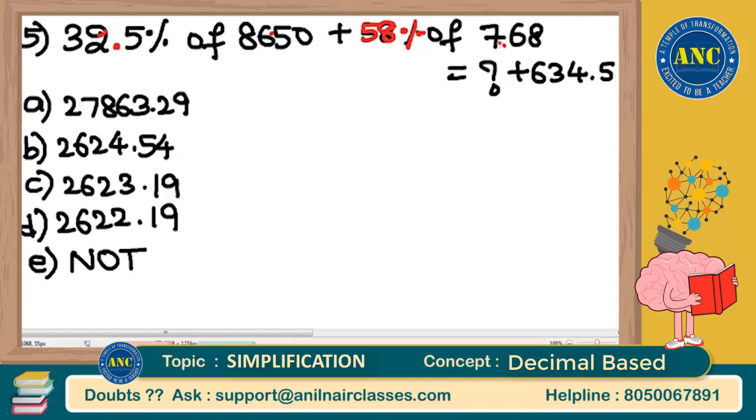You will get two decimals, add those two decimals, and then after getting a single value on the left hand side, you should subtract this 634.5. Finally you will end up with the answer. Again, it's a very difficult question. Rather than saying it as difficult, it's a very time consuming question.